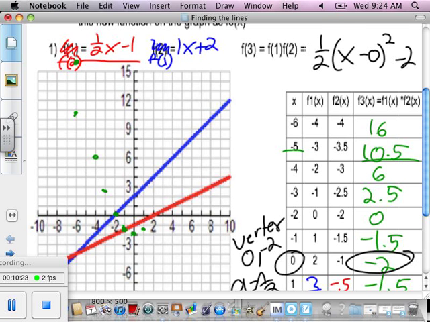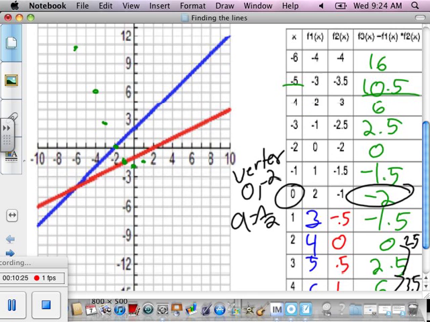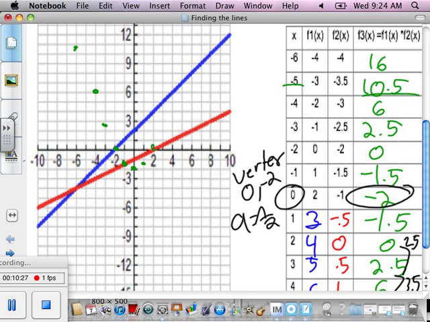At 2, I'm at 0. At 3, I'm at 2.5. At 4, I'm at 6. At 5, I'm at 10.5. And I want you to see what we got.